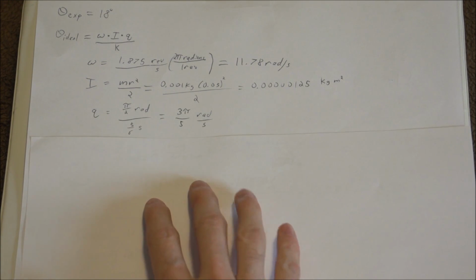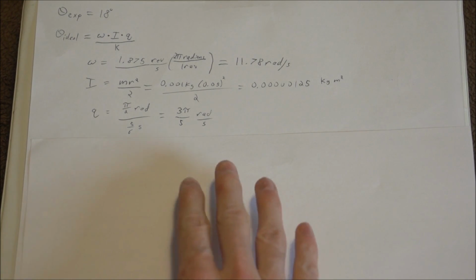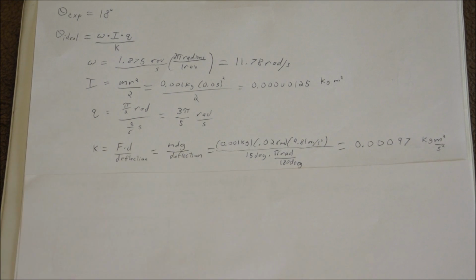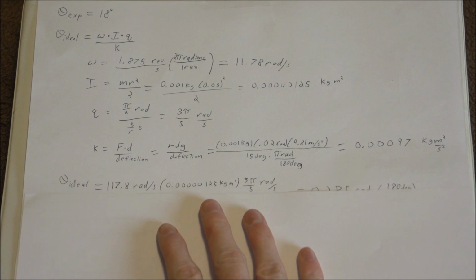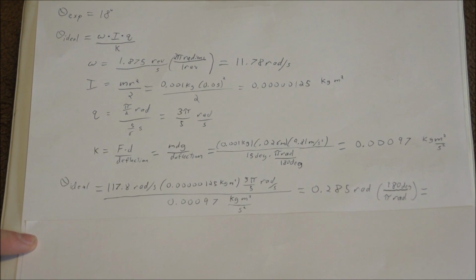Here we have the pitch rate. From our video, we can see it moves about 90 degrees in 5/6 of a second, or pi over 2 radians, so that's 3 pi over 5 radians per second. And the spring constant, using a mass and a deflection, we can find that. And finally, our equation here for theta ideal.